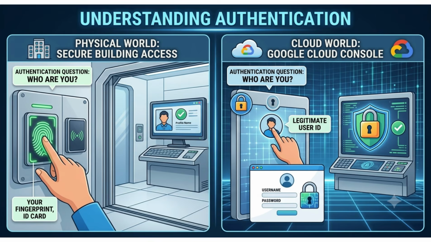Understanding authentication. Let's start with the first concept, authentication. Authentication answers the question, who are you? Think about entering a secure office building. Before entering, security verifies your employee ID, your access card, your fingerprint. This process confirms your identity. The same thing happens in Google Cloud. Before a person accesses the Google Cloud Console, Google verifies that the user is legitimate. This process is called authentication.